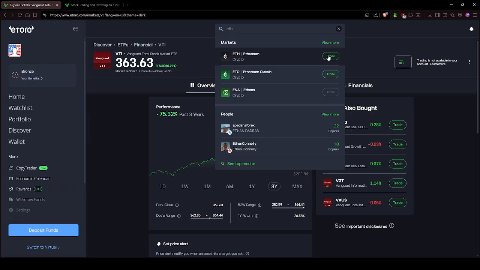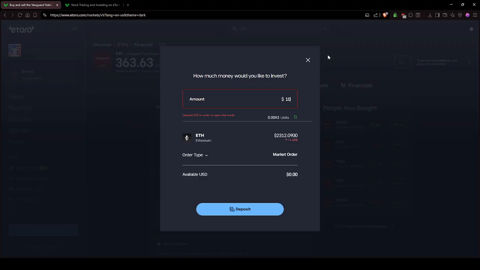Here, you will need to enter the amount of Ethereum you wish to purchase. You can also choose to set a stop loss or take profit if that option is available. Once you have entered your desired amount and set any options, click on the Open Trade button to complete your purchase. After your trade is executed, you can monitor your Ethereum holdings in your portfolio section.